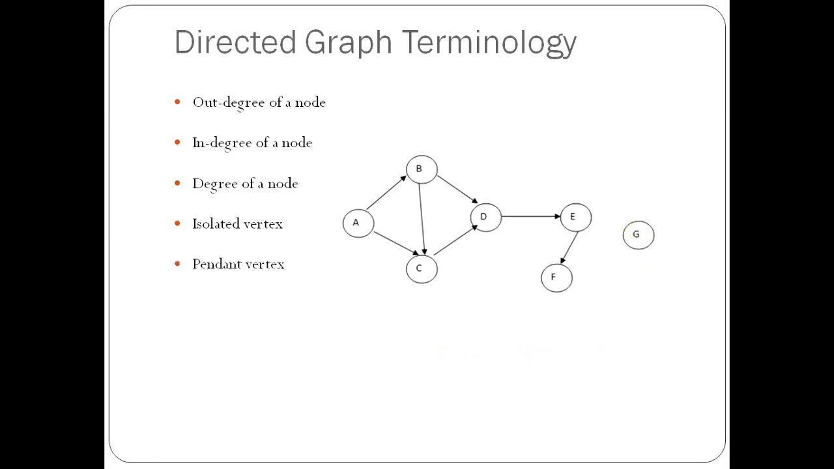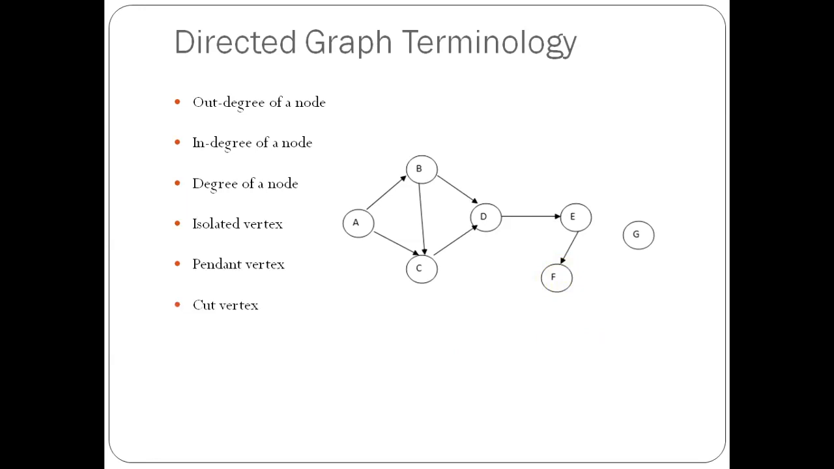Now the pendant vertex. A pendant vertex is a vertex which may also be called a leaf vertex. Leaf vertex means it has a degree of 1. If we consider the overall scenario, there is only a single vertex, vertex F, which has degree 1. So F is the pendant vertex for our given graph.